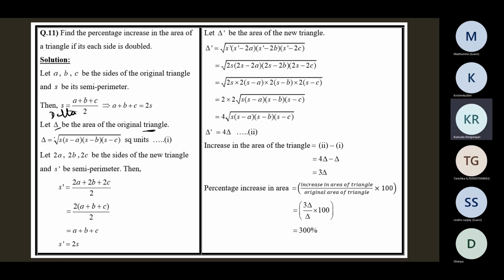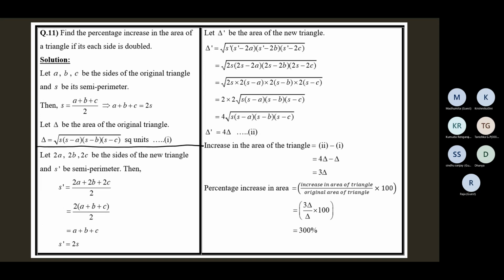So what is delta then? Root of S into S minus A into S minus B into S minus C square units, because the sides are A, B, and C. Then what's the area? The original area is this one. We can't calculate further because we don't know the numbers, right? Yes or no, children? Understood till here? Yes, ma'am. All right.